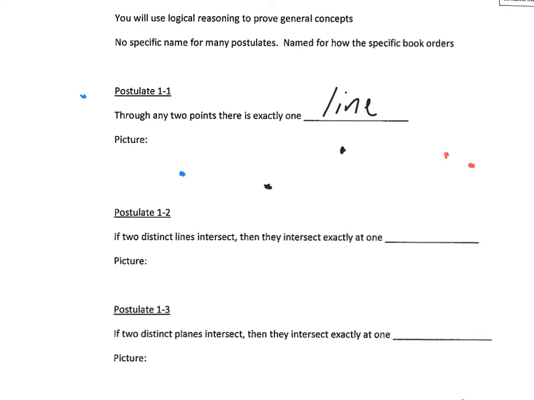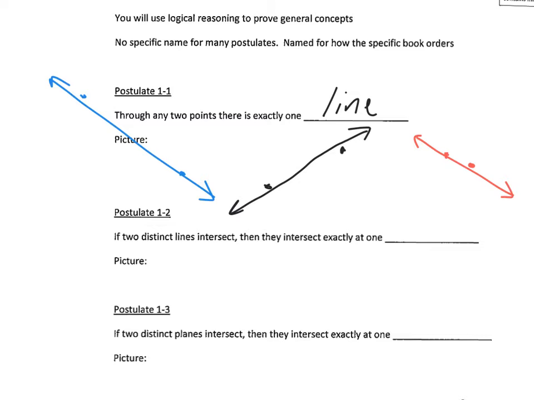There's only one line I can draw through these 2 blue points. Oops, I missed it. There's only one line I can draw through these 2 black points. Only one. No other one will go through these 2 exact points. If I want the line to be steeper, I would have to move my point up or down. If I wanted it wider, I have to spread them apart more. Only one line can fit through 2 points.